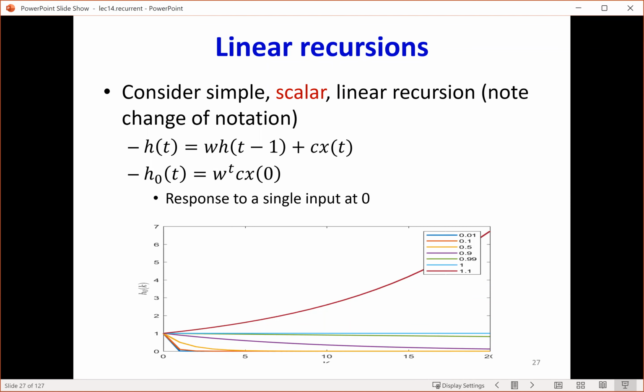At time 0, assuming that the initial value is 0, then h1 equals W times... it is going to be Cx0, right? H2 equals W times Cx0. H3 equals W squared times Cx0. H4 equals W cubed times Cx0. As you can see, what is happening is that because I only have a non-zero value for x at time 0 and all subsequent x's are 0, the output at any time t is simply going to be w raised to t times Cx0, right? I'm off by 1. So when will this blow up? Yeah. If w is greater than 1, this is going to blow up, right? And what will happen if w is less than 1?